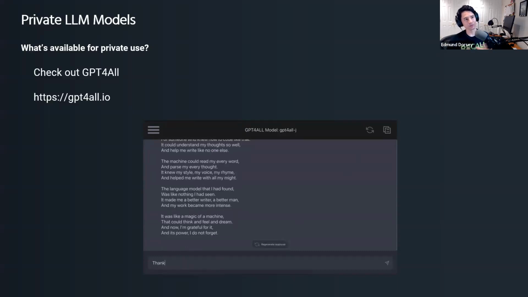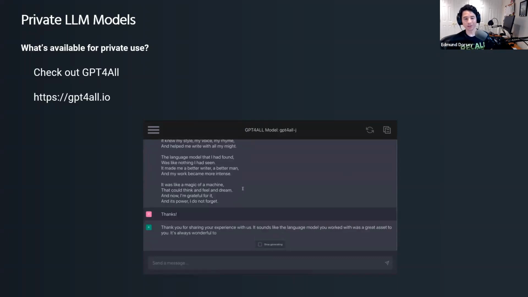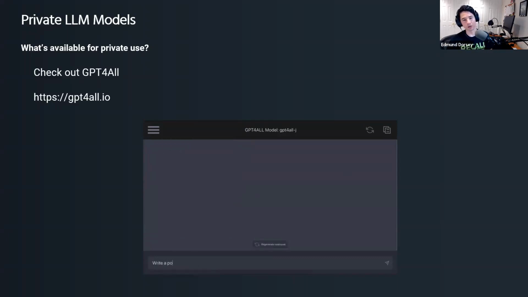They have a desktop interface. You can see it there in the screenshot. It looks a lot like ChatGPT. What this does is allow you to download an open source model. They have a whole list that you can pick from. And once that model's downloaded, all the processing is happening locally on your machine.